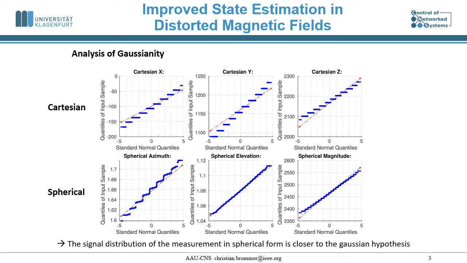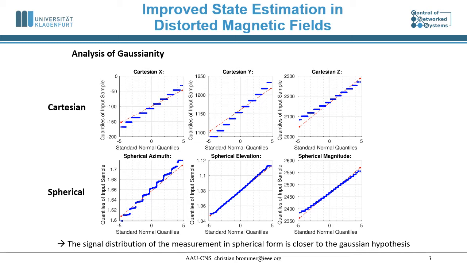This slide shows the comparison of the Gaussianity for the two coordinate representations. We are using QQ plots, which show the expected number of samples of a Gaussian hypothesis with the red line and the recorded static measurement samples with blue dots. The way in which to interpret a QQ plot is straightforward. The closer the measurement samples match the expected number of samples, the closer the signal is to the Gaussian hypothesis. We displayed the Cartesian measurements for x, y, and z on the top, and the measurements for spherical coordinates, meaning azimuth, elevation, and magnitude, on the bottom.